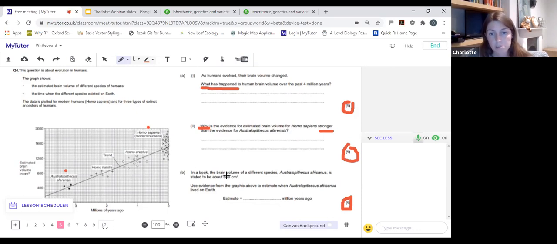In a book, the brain volume of a different species, Australopithecus africanus, is stated to be about 600 centimeters cubed. Okay, so that would be about here. That's the first thing I'm thinking. You need to know roughly where that brain volume is. Use evidence from the graphic above. Okay, it's to the side here, but it would be above in your exam. Now that's a key phrase there. You need to use numbers from the graph in this question to estimate when Australopithecus africanus lived on Earth.